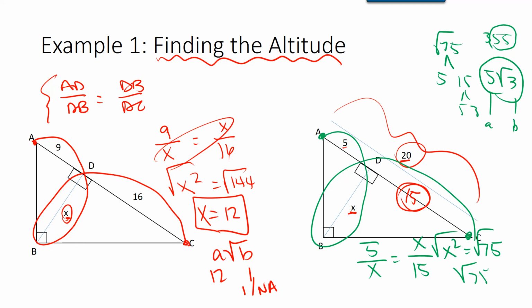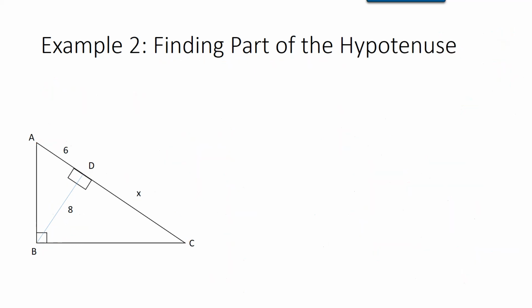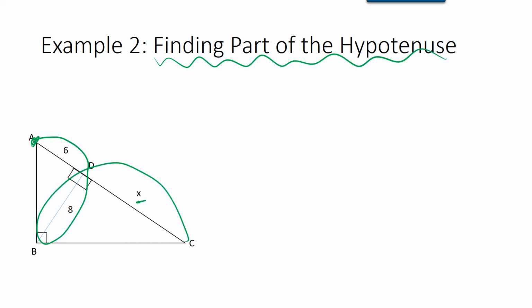Now, the variable can be moved around on these problems. It doesn't have to be on the altitude, but I'm given a value on the altitude. That's what tells me it's this type of problem, the loop problem. So if we look here, I've labeled this finding part of the hypotenuse, because we're going to find from D to C. We're not finding the whole thing, just from D to C. We're going to loop it around.